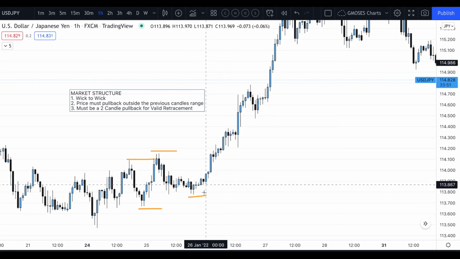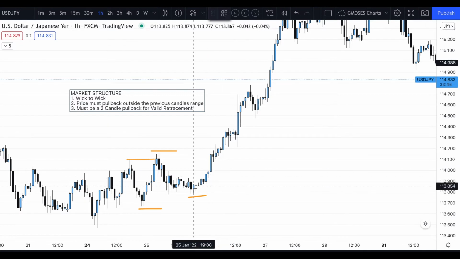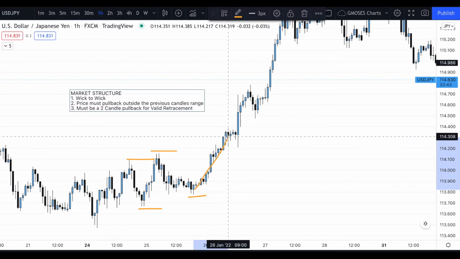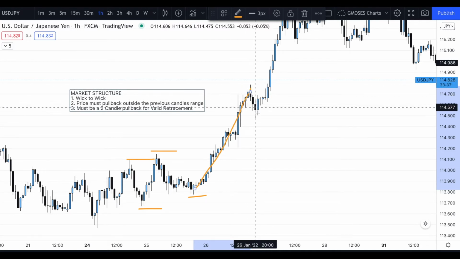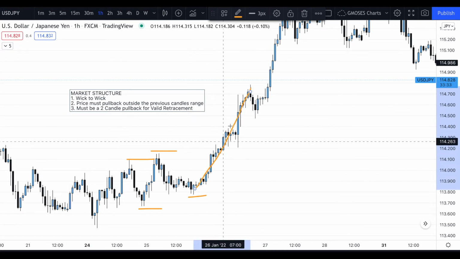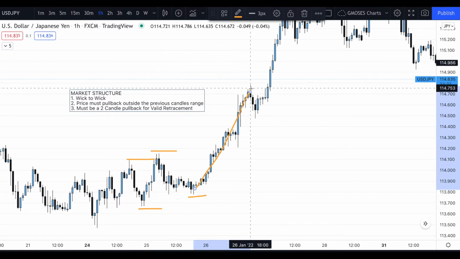Okay, so let's look at the next point. Now we can see price has broken up to this point here, and price is giving us a wick, and we've gotten a pullback here. All right, so this leg of structure broke the previous candle's range, which gave us our next higher high.